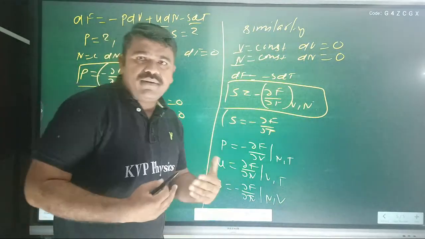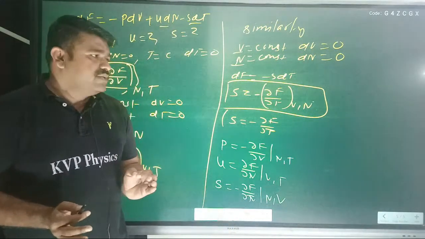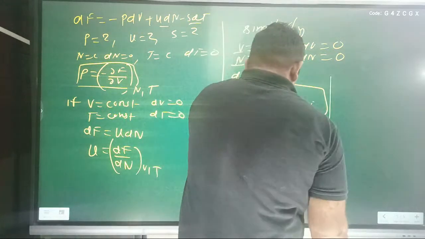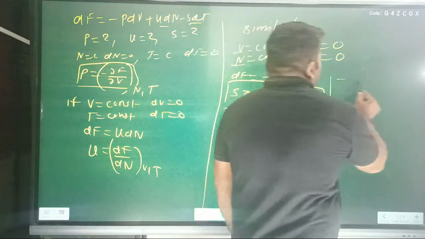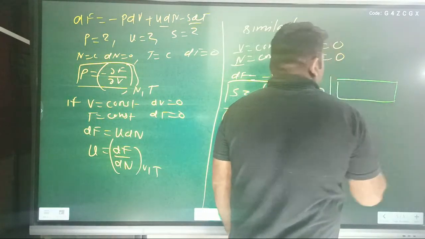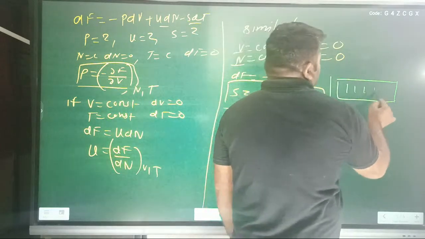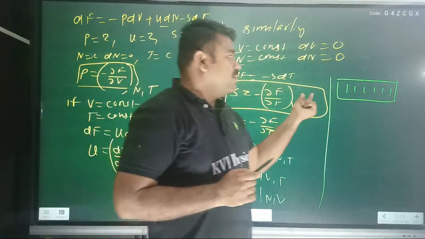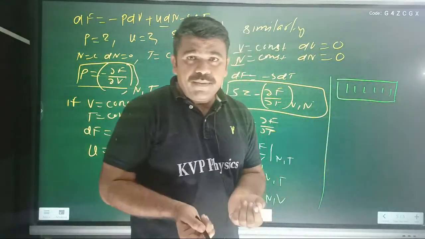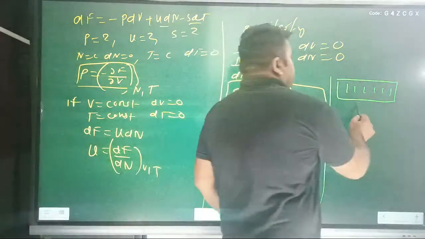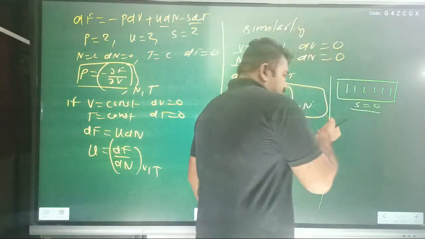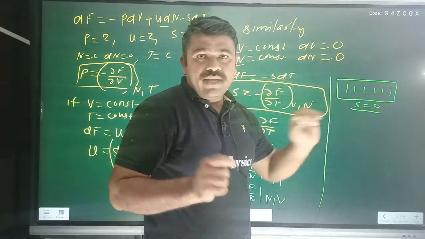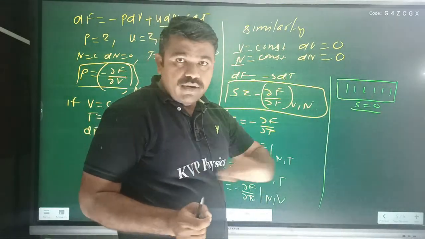Same for entropy. Entropy means measurement of disorderness. What is meant by entropy? See here. Suppose you have been given an order that each row contains one bench. Then this order will be followed. What is the entropy for this case? Entropy is equal to 0. The system is in the same order in which it was given, so we can say the entropy is equal to 0.